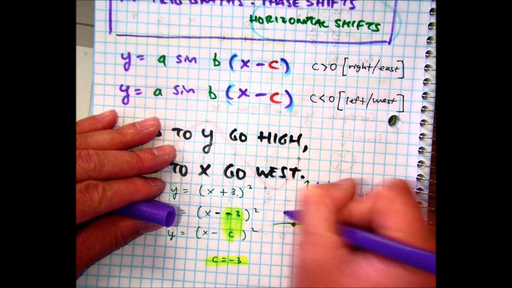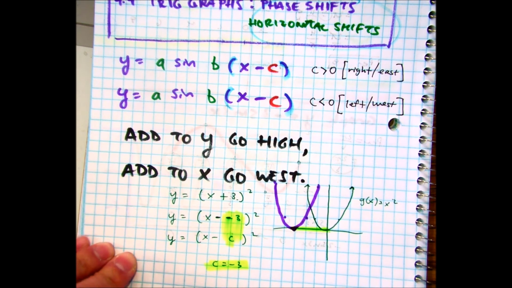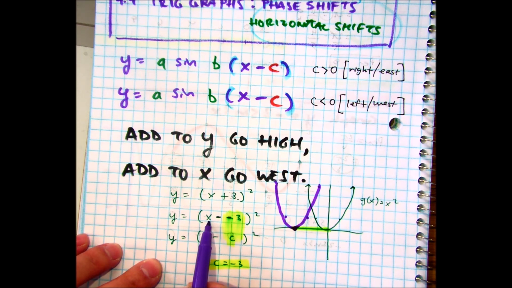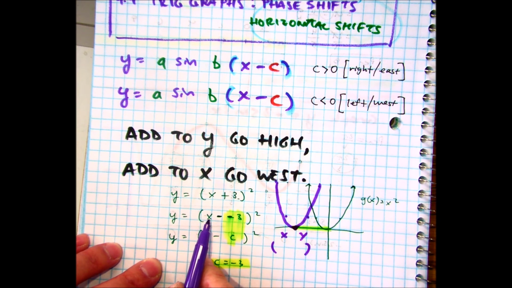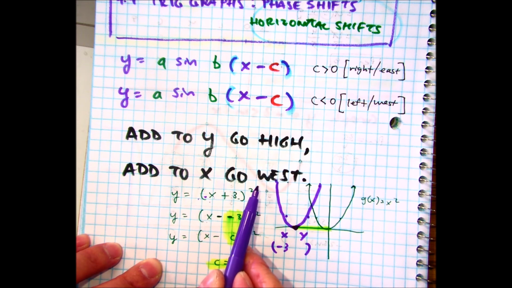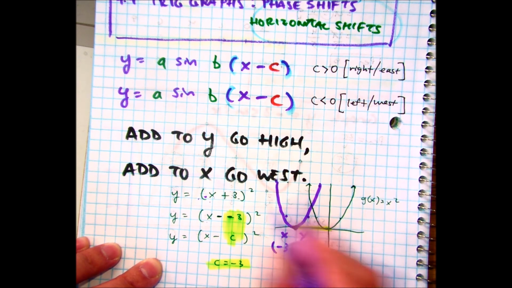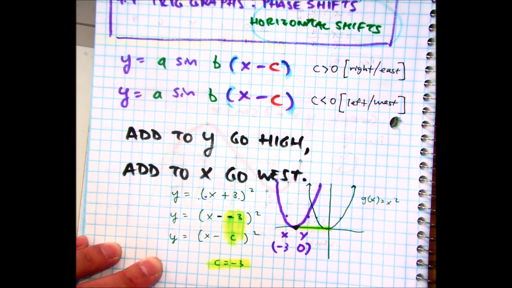Well, how did I do that? Think about it. Here, what value would I have to put here to get 0? What value would I have to put there? I would have to put in negative 3. Negative 3 plus 3 is 0, and 0 squared is 0. Why did I make x equal negative 3, and why did I want my y value to be 0? It gives me the x-intercept.